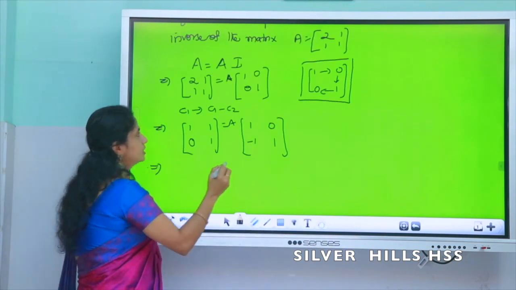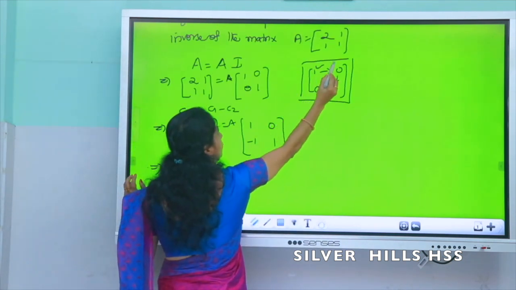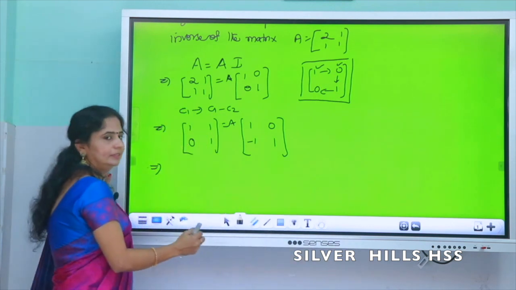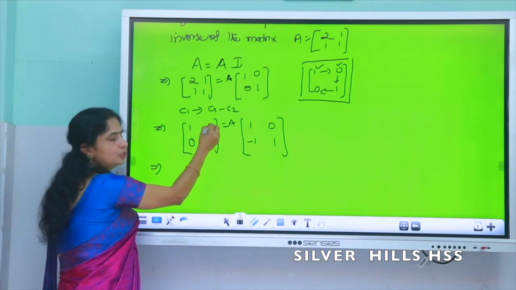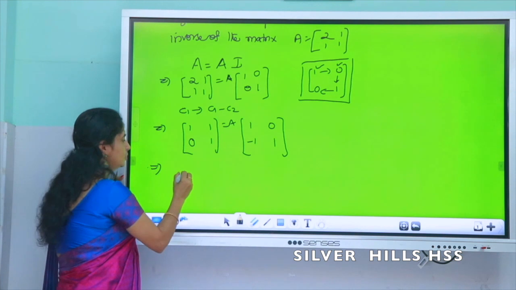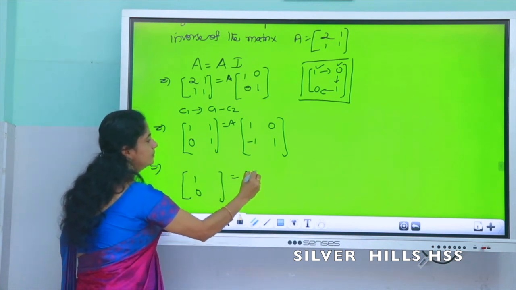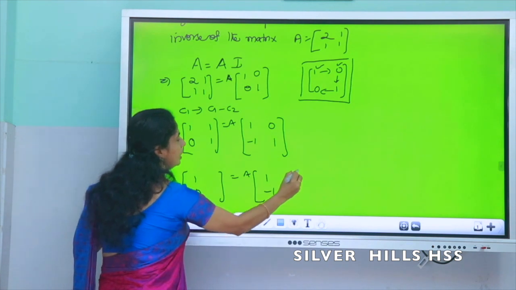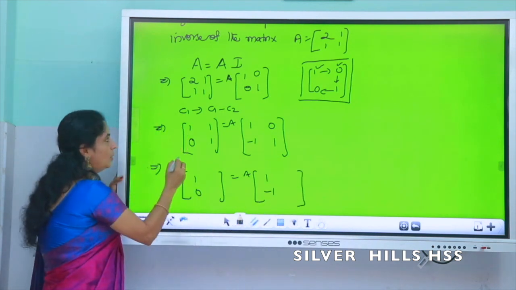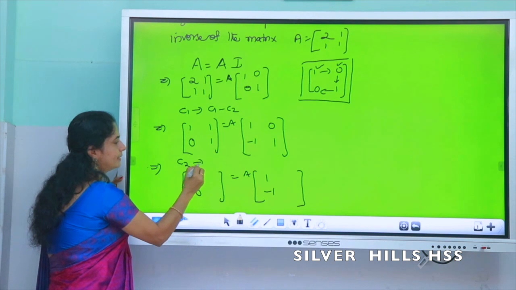Now, so we got this 1. Now we have to get this 0. That is, we have to make the A1,2 position to be 0. So we are not going to make any change in the first column. So let's write the first column as it is. Only the second column is going to be transformed.